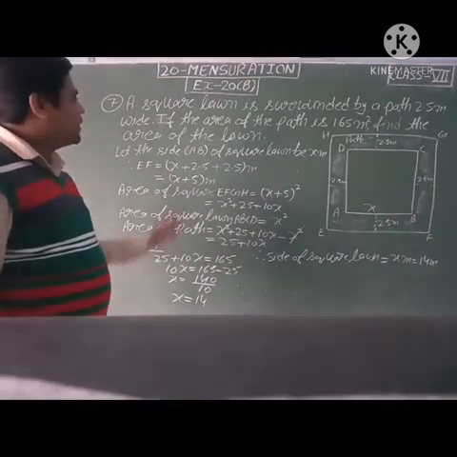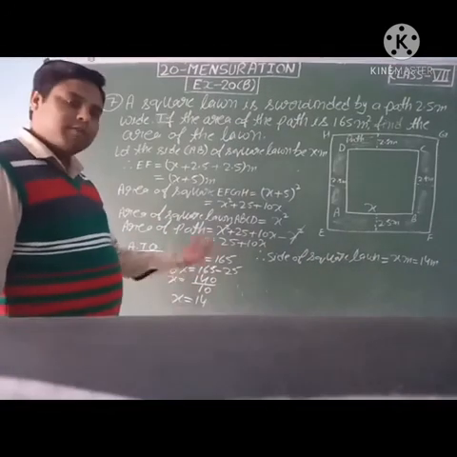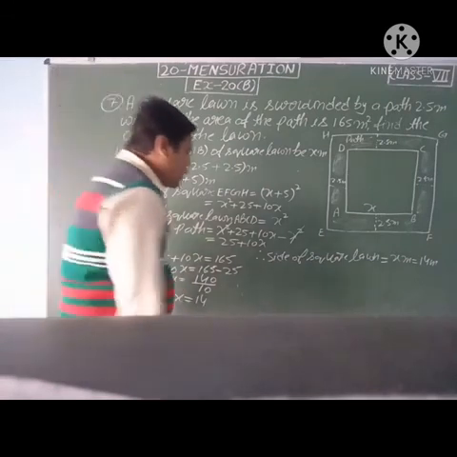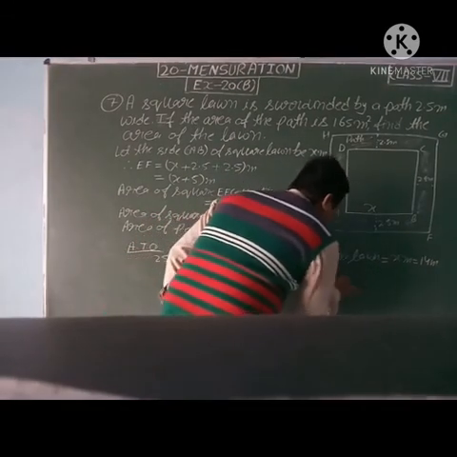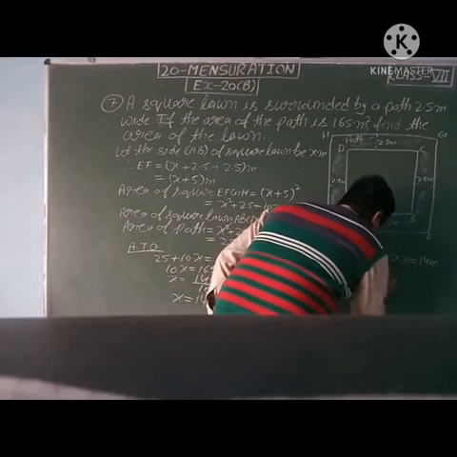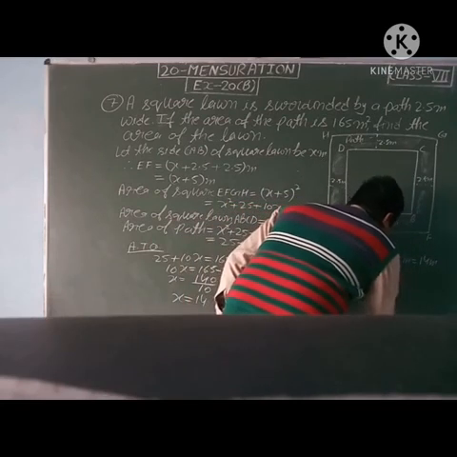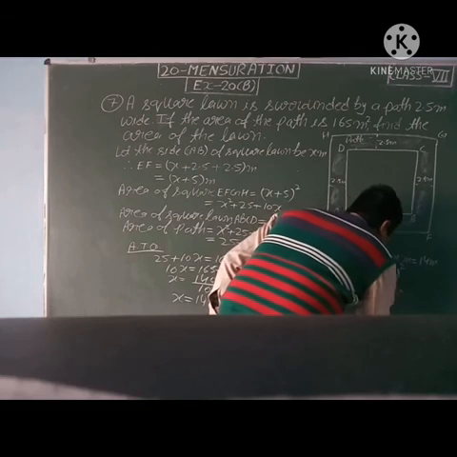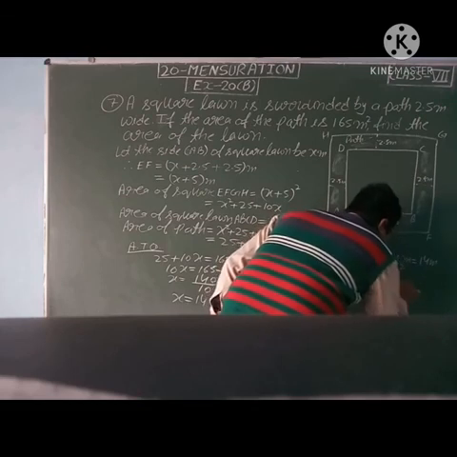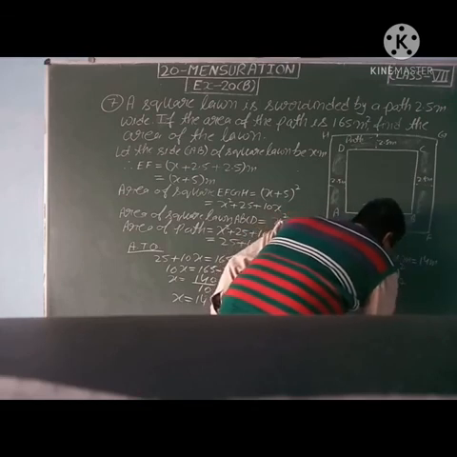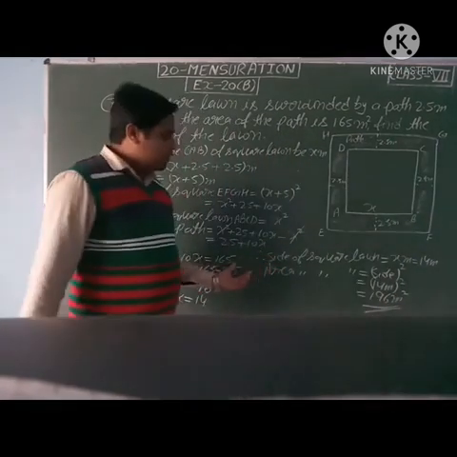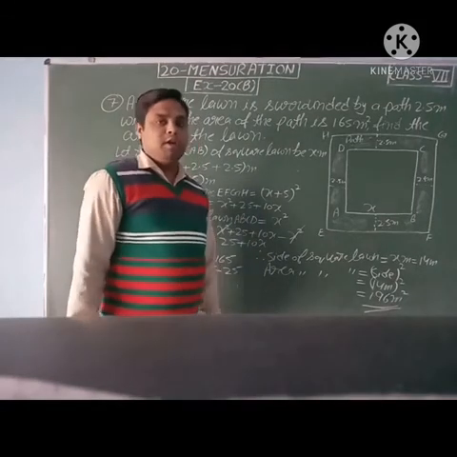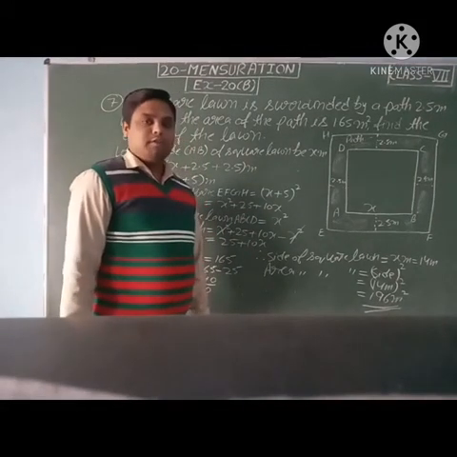Then we have to find the area of square lawn. Now we have the side, so we can find the area of square lawn. Area of square lawn is equal to side square. Now we have side 14 meter, square of 14 meter is 196 meter square. So students, area of square lawn is coming 196 meter square.